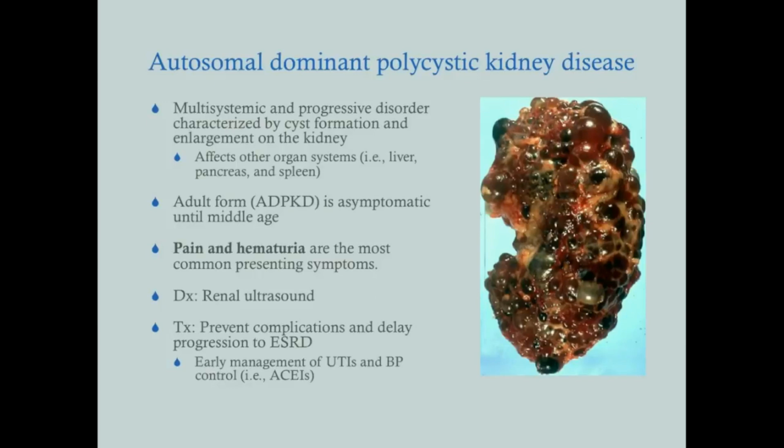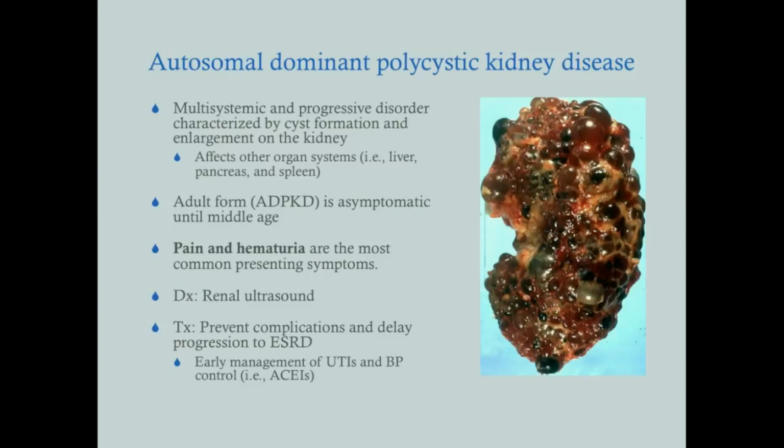Autosomal dominant polycystic kidney disease is a multisystemic and progressive disorder which is characterized by the formation of cysts which form on the kidneys, but they can also form on other organs, including the liver, pancreas, and spleen. Important to recognize that the adult form, autosomal dominant, versus the pediatric form, which is autosomal recessive and totally different. The adult form is asymptomatic until middle age. They may have cysts, but they're not going to be symptomatic until they hit middle age. So it makes sense that this patient doesn't have any history of being diagnosed with polycystic kidney disease.